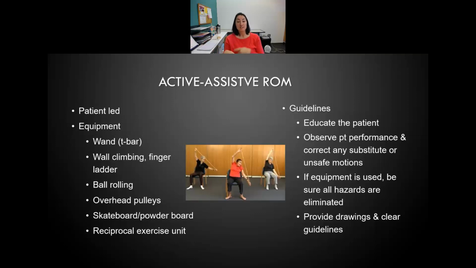And then provide drawings and clear guidelines, especially if you're sending this home as part of the home exercise program. You want to have pictures so that they can mimic correctly what you would like for them to do, the movement your goal is to achieve.